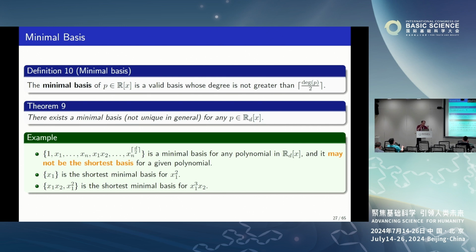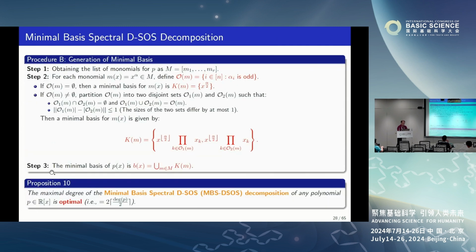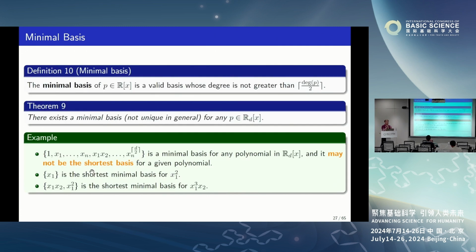But it's not the shortest one. In practice, there are a lot of shortest ones. For example, for x1 squared, you can just use x1 as the shortest minimal basis. You do not need to enumerate all monomials of degree up to 1, right? And here is an example for degree up to 3. You can just have 2 elements instead of 9 of them, right?